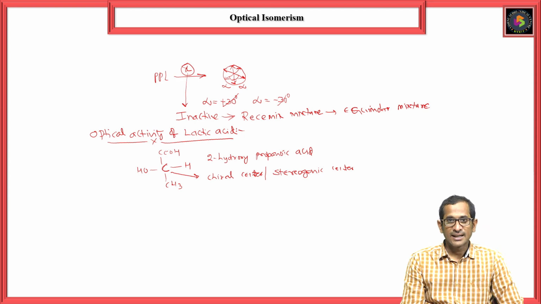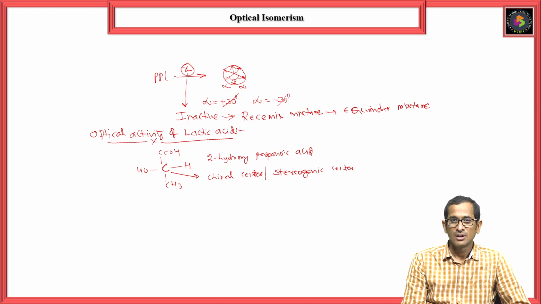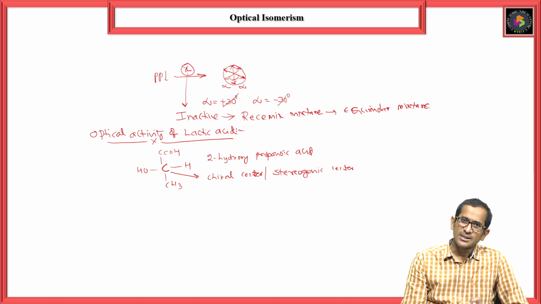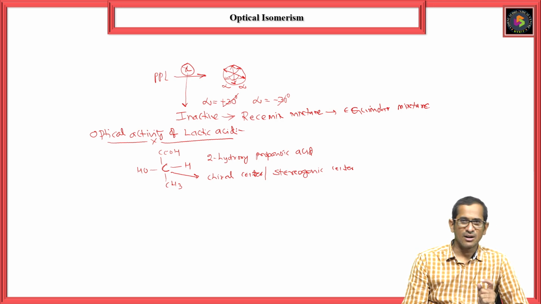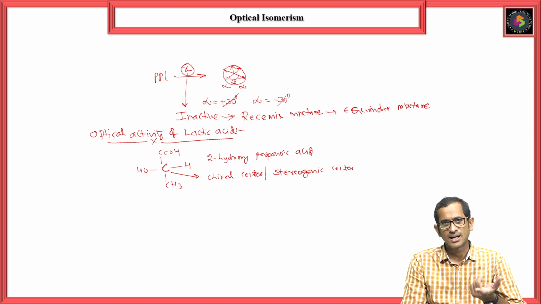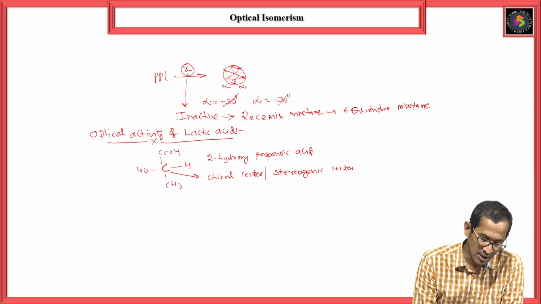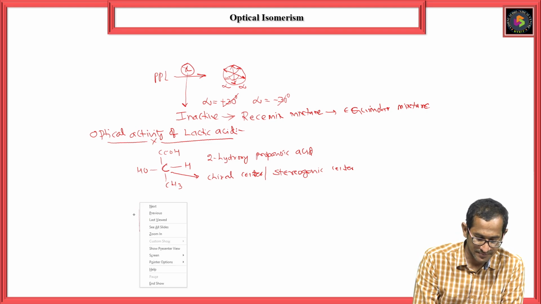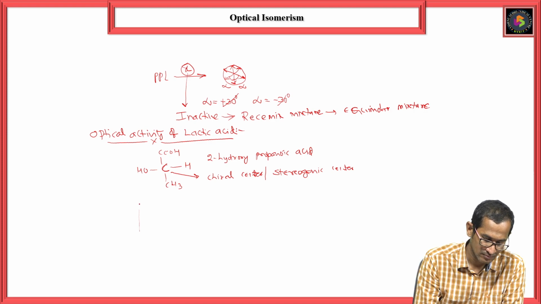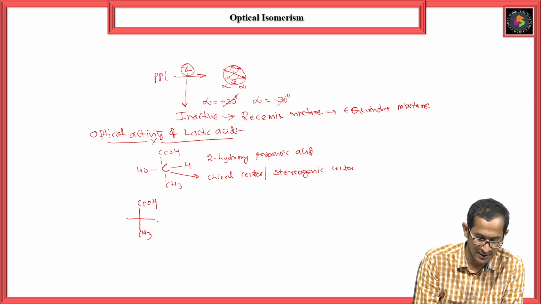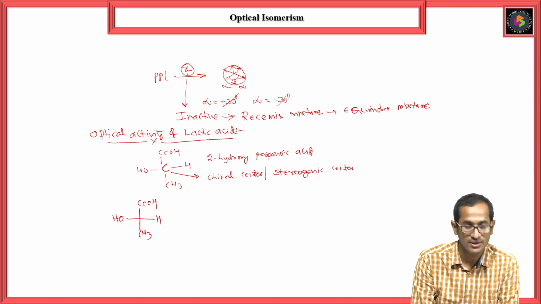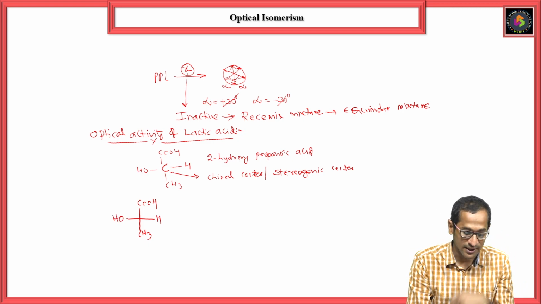Now, is lactic acid an optically active compound or not? If lactic acid rotates plane polarized light either towards the right side or towards the left side, then it is obviously called an optically active compound. How does it look? If we go through the different isomeric structures of lactic acid: COOH, CH3, HOH. This is one of the isomers of lactic acid.